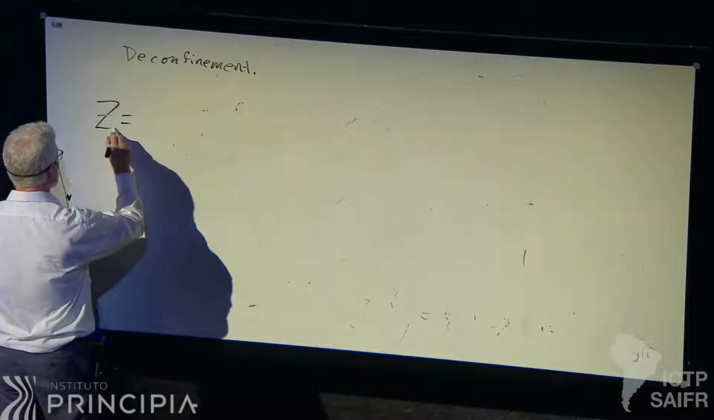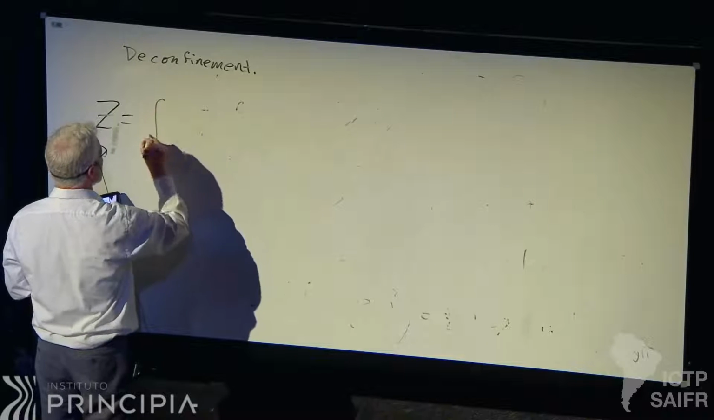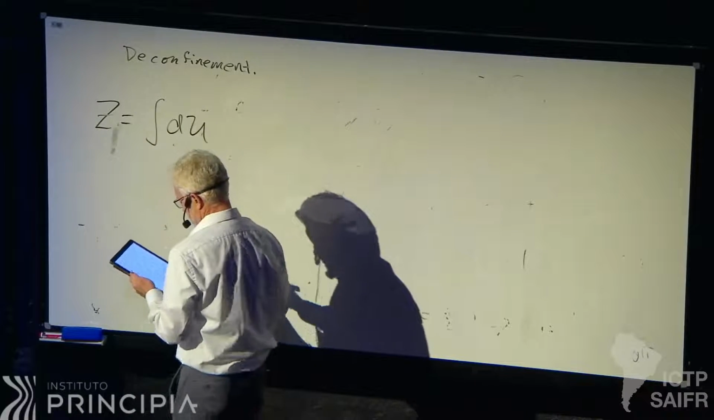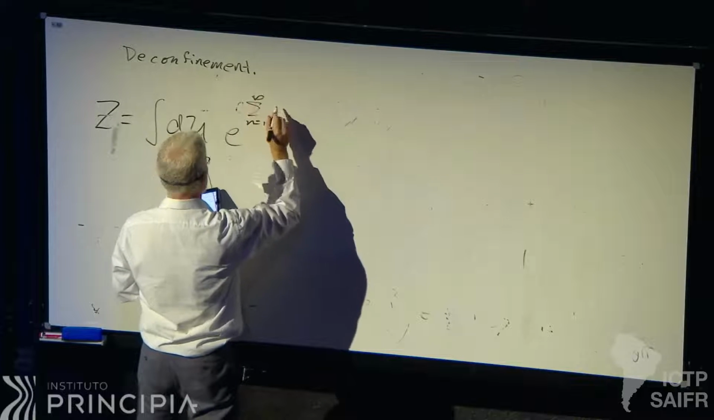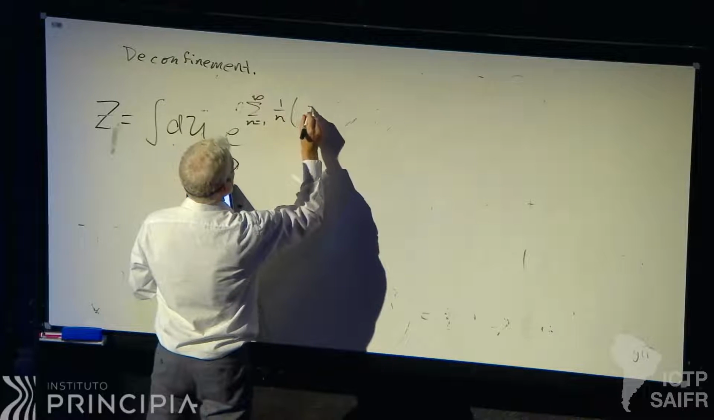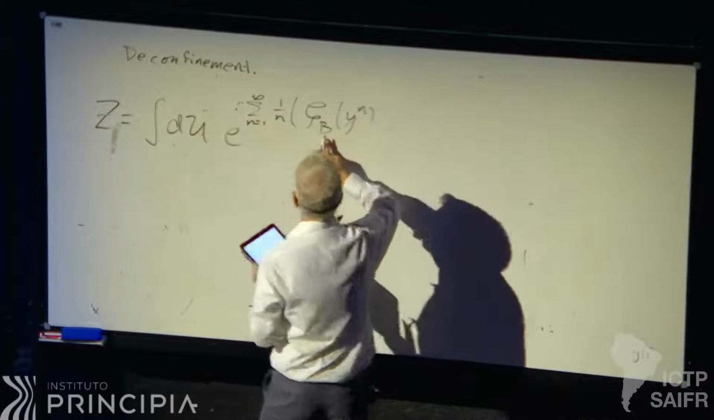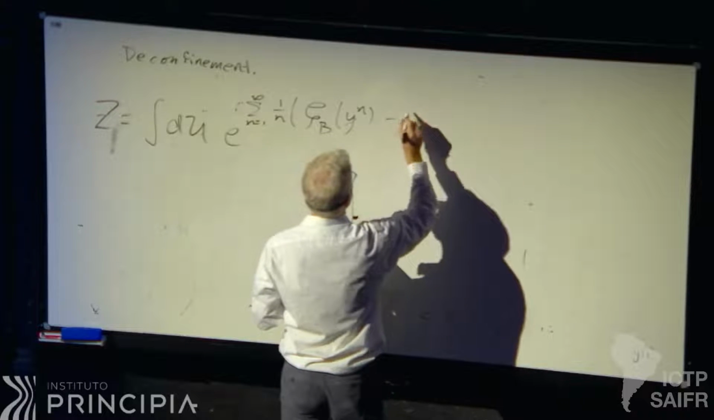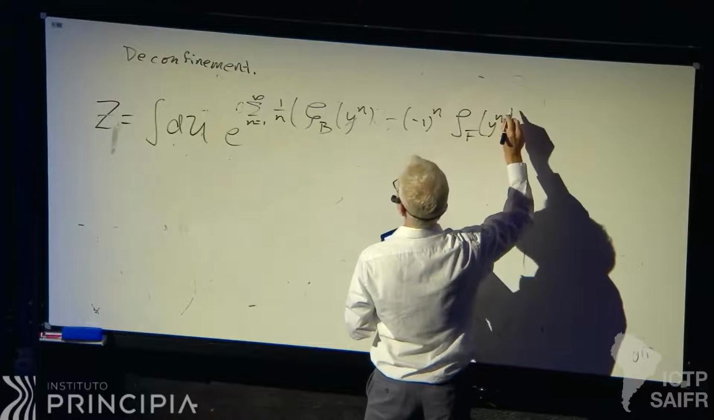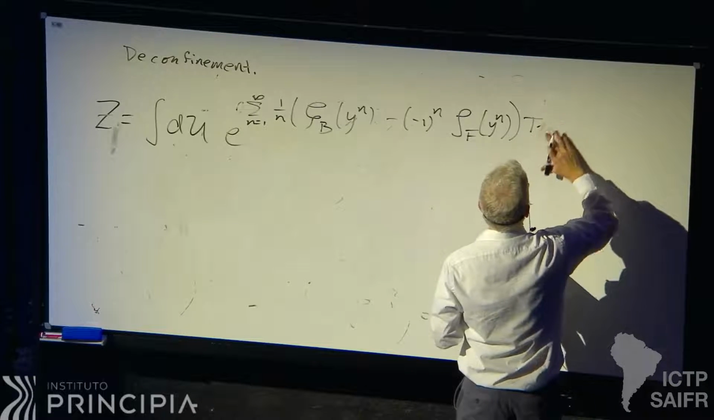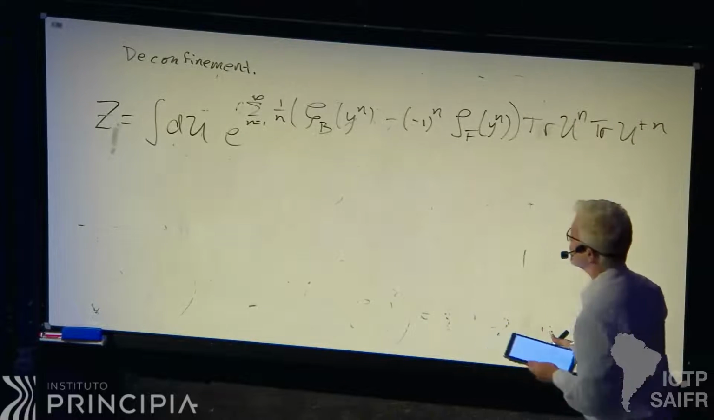This partition function, let me call it Z for this case, was computed again by Sundborg. It is e to the sum from n equals 1 to infinity of 1 over n times the contribution of the bosonic fields, z_B(y^n), plus (-1)^(n+1) times the contribution of the fermionic fields, z_F(y^n), times the trace of U to the n times the trace of U dagger to the n.